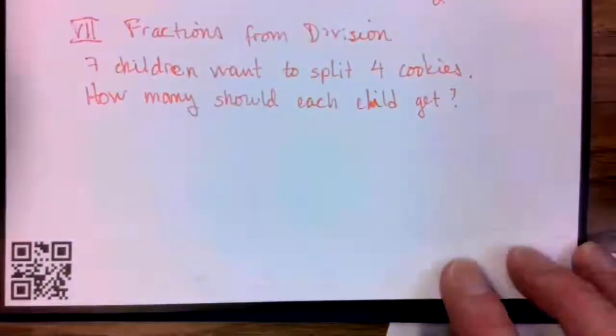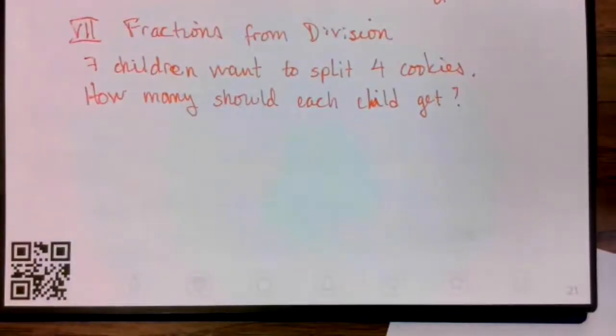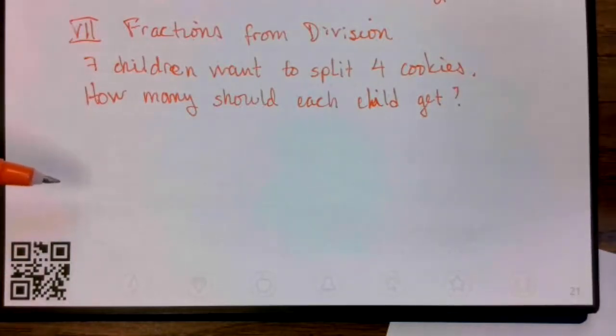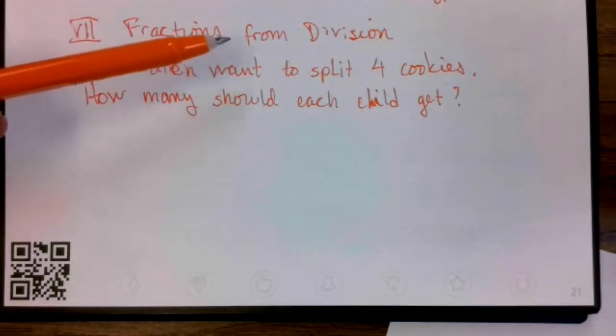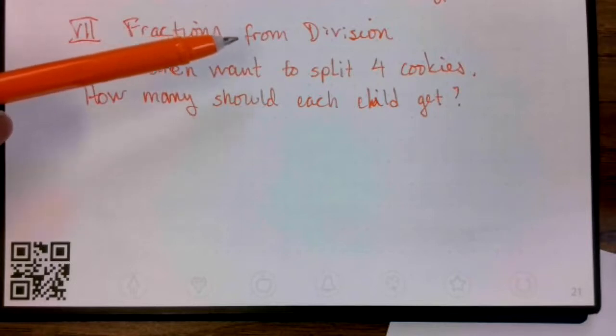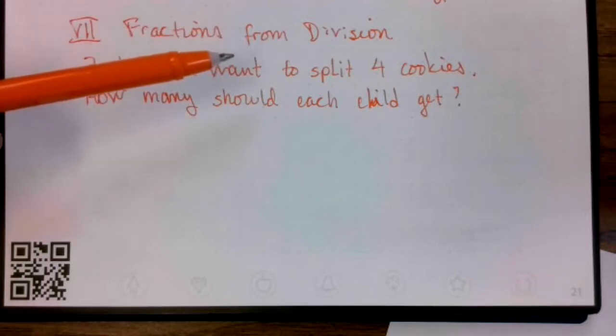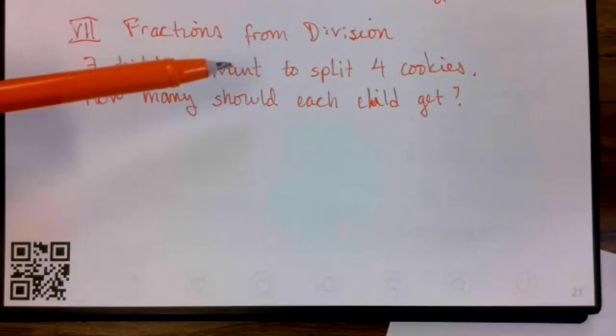How many should each child get? Okay, so a couple things to think about. When we're thinking about this problem, it's got to be less than 1. How do I know the answer's got to be less than 1? Right, 7 kids and only 4 cookies. So if you give the first kid 1 cookie, and the second kid 1 cookie, you run out by the time you reach the 4th kid, and now the last 3 don't have anything. Okay, so we're going to have to cut these cookies into pieces.